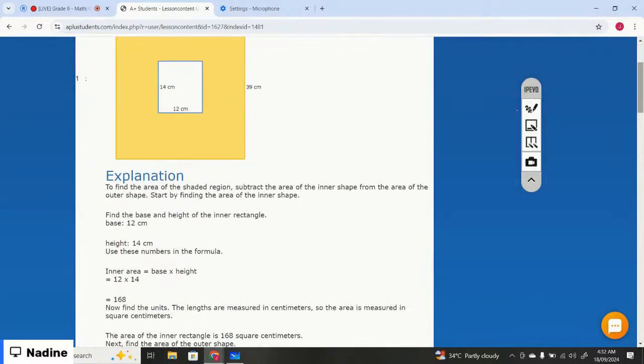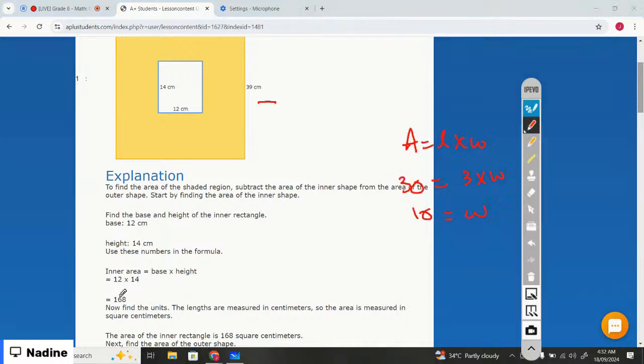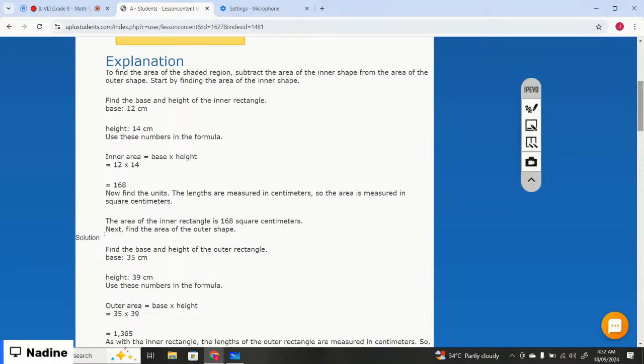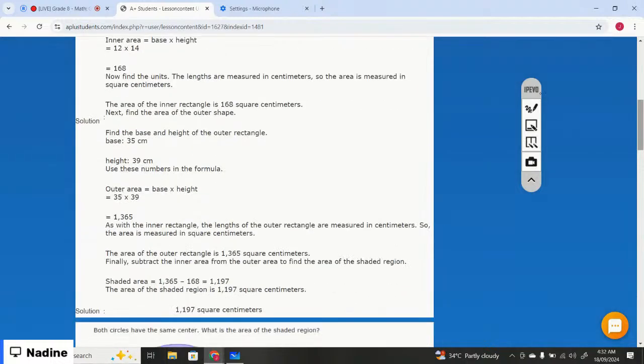So you have to do 14 times 12, that is 168, right? Same way, calculate the area of the outer one, that is 1365. So subtract the area of the inner rectangle out of the area of the outer rectangle, then you can have the area of the shaded region. So that is 1365 minus 168 equals 1197.